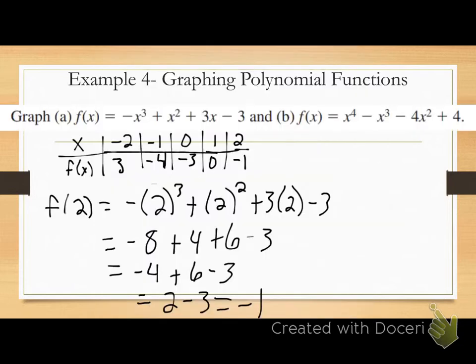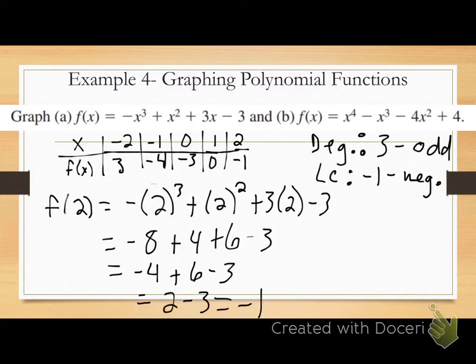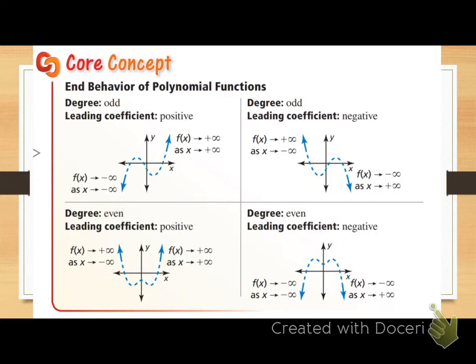Okay? What's the degree of my polynomial function here? Cubic, so what's the degree? 3. Is that even or odd? It's odd. What's my leading coefficient here? Negative 1, so that's negative. So remember that handy dandy chart we had yesterday? We go find the box that says odd and negative. That'd be this upper right box.